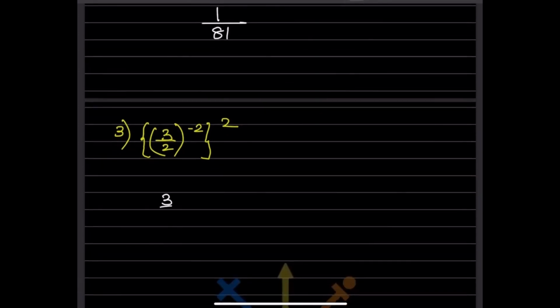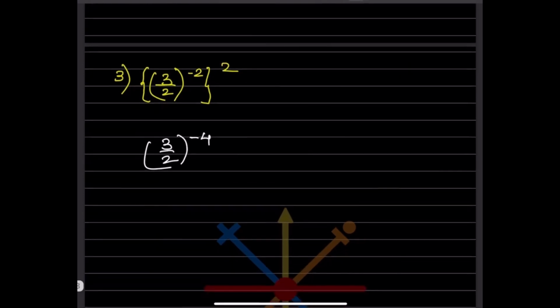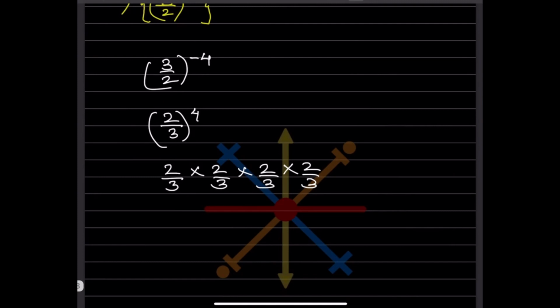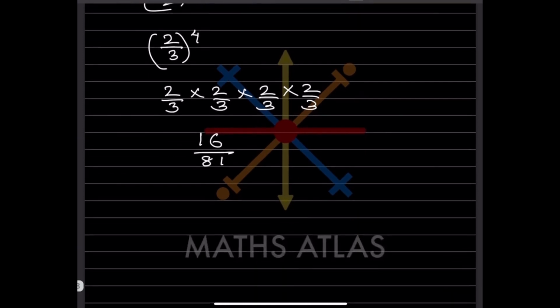We'll write here 3 by 2. And when you multiply this into this, that is going to be minus 4. So now we have to make it positive, because that is a negative exponent. So that is going to be 2 by 3 raised to 4. So now we can do one thing, we can write this 4 times. So that will be 2 2s are 4, 4 2s are 8, 8 2s are 16 divided by 81, when you multiply 3 four times.